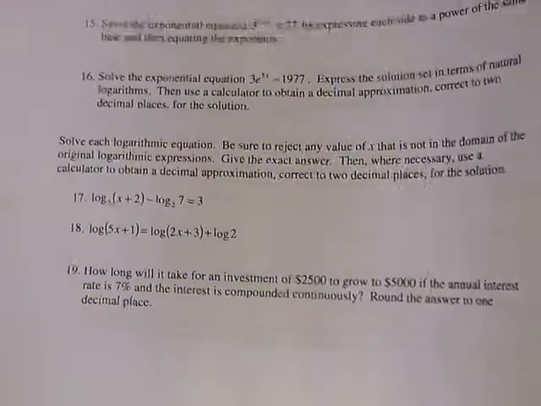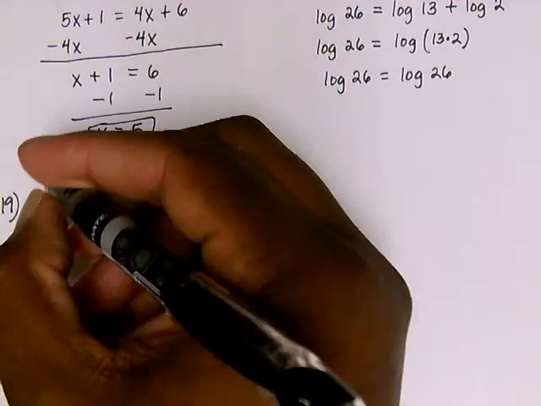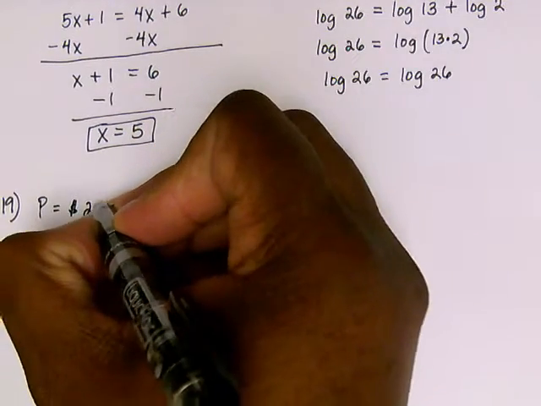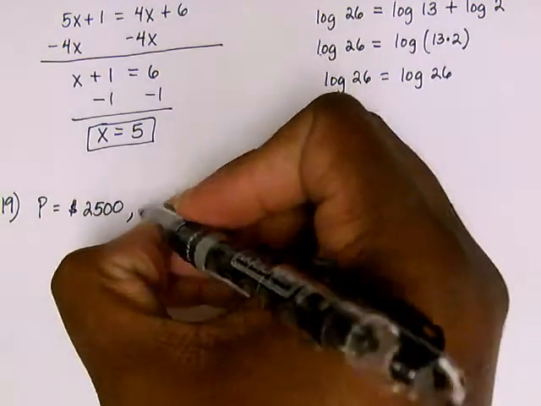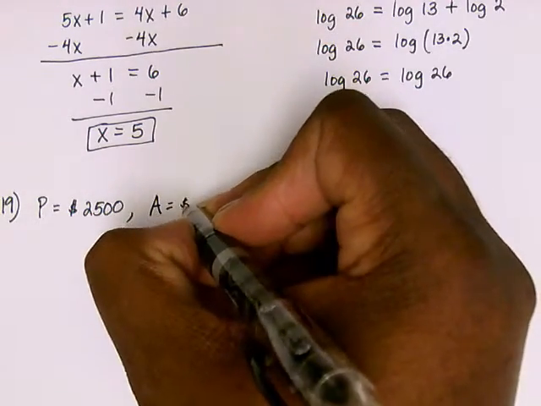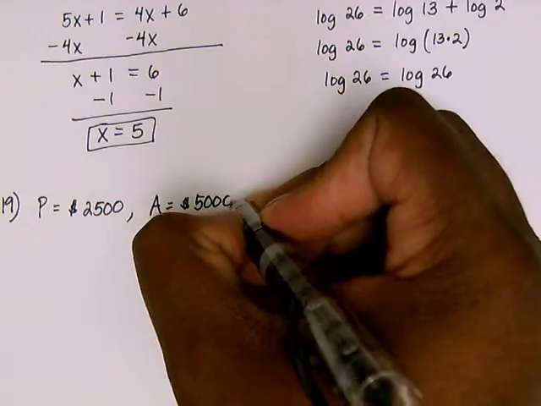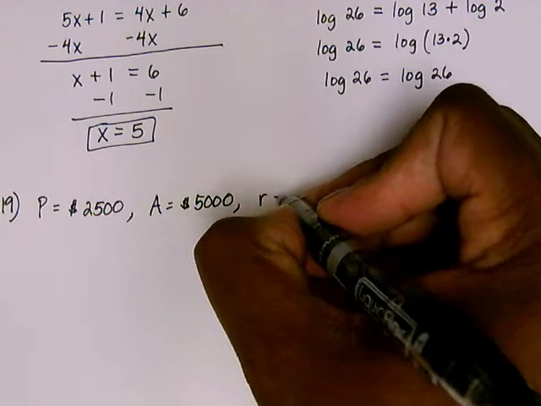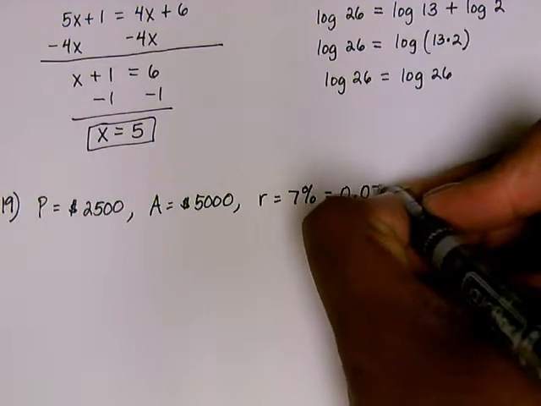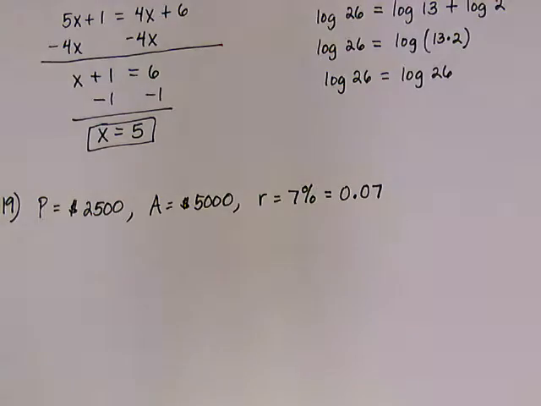Okay, so let's look at what's given to us in problem number 19. We know we have an investment of $2,500. That's going to be your principal, or P. We want it to grow to $5,000. That's the amount that we want to obtain. The interest rate is 7%. Now 7% as a decimal, keep in mind, that's 0.07. You can take 7 and divide that by 100, and that will give you the decimal value of that percent.